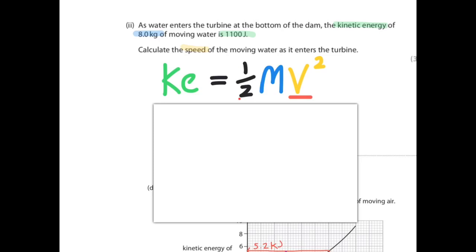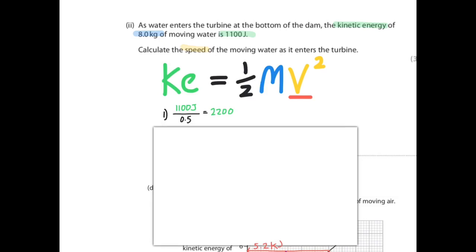So KE equals half mv squared, and we want to work out this. So again, we're going to need to rearrange. The first thing we do is divide both sides by half, because this side's been multiplied by half. Remember, we want to isolate this. We want to work out the speed. So kinetic energy is 1,100. We divide this by half, and that will give us 2,200, and that will have the effect of cancelling this on this side.